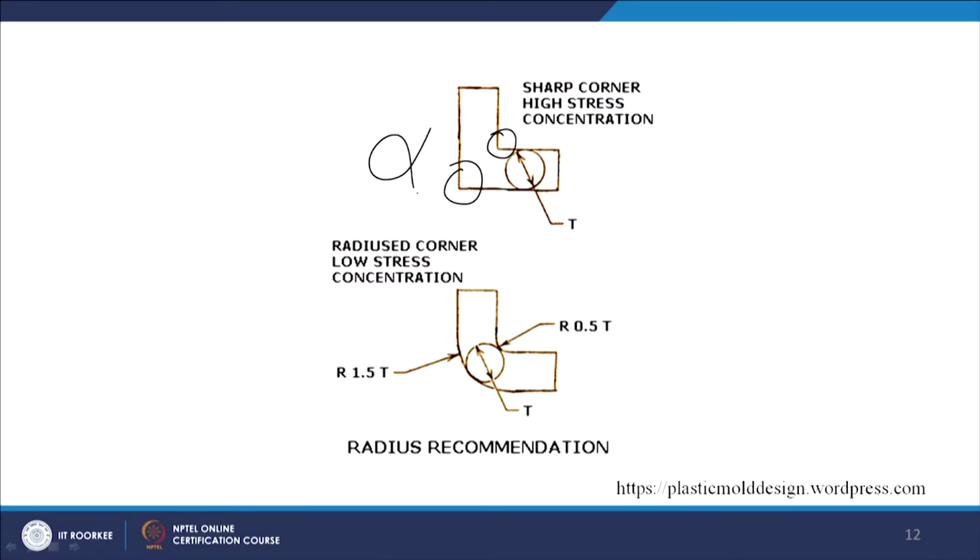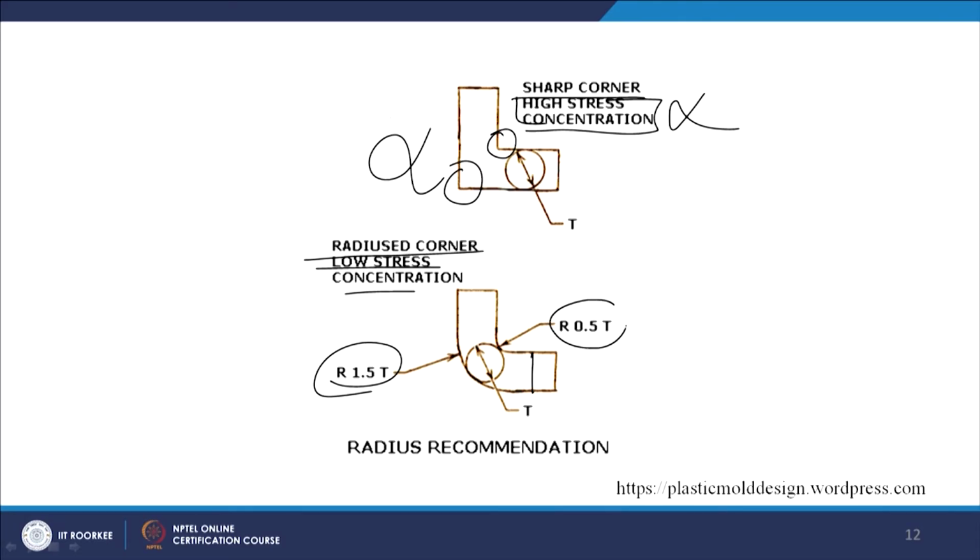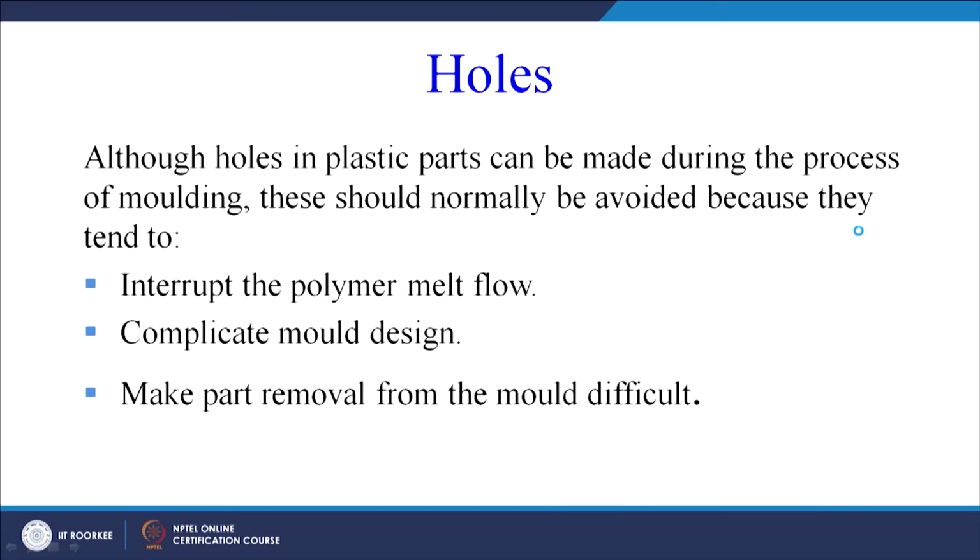So here we can see a sharp corner here, a sharp corner here, these must be avoided. A sharp corner will lead to high stress concentration which is not required. So the radiused corner has low stress concentration, as we have seen here. So how much radius we must give is shown. If this is the thickness, it is some portion of the thickness. So this is the inner side radius given, this is the outer side radius given. So this is the radius recommendation. So this design wherever possible in plastics must be avoided. It must be modified to a tapered section or a cornered section or one with a radius.